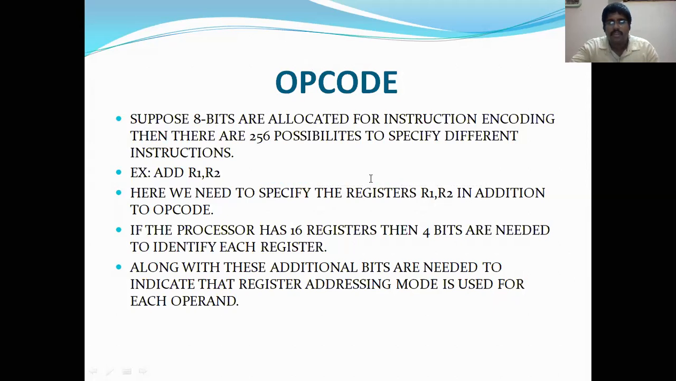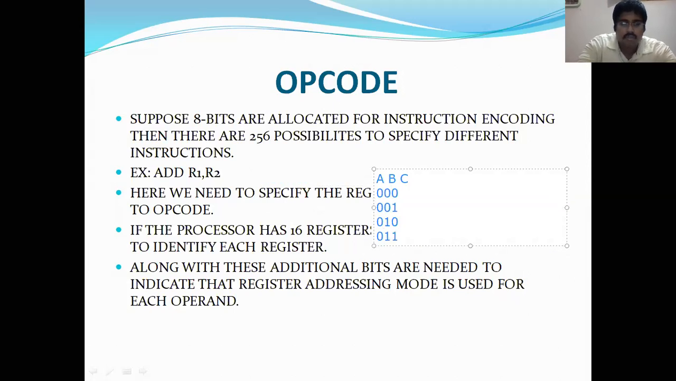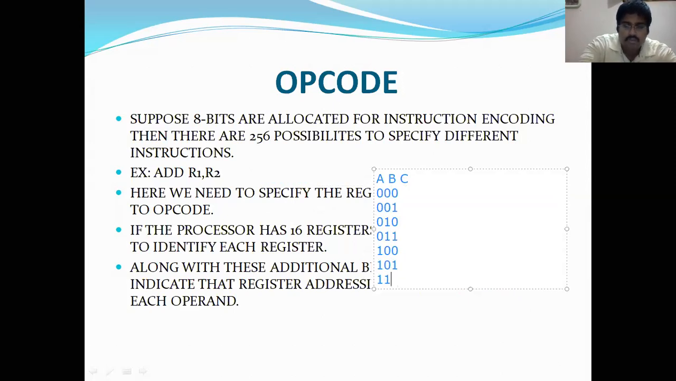Or I have to specify? See, I have A space B space C, 3 variables. How many different combinations can I get? I can get 8 different combinations. What are they? 000, 001, 010, 011, 100, 101, 110, triple one. Okay, isn't it?